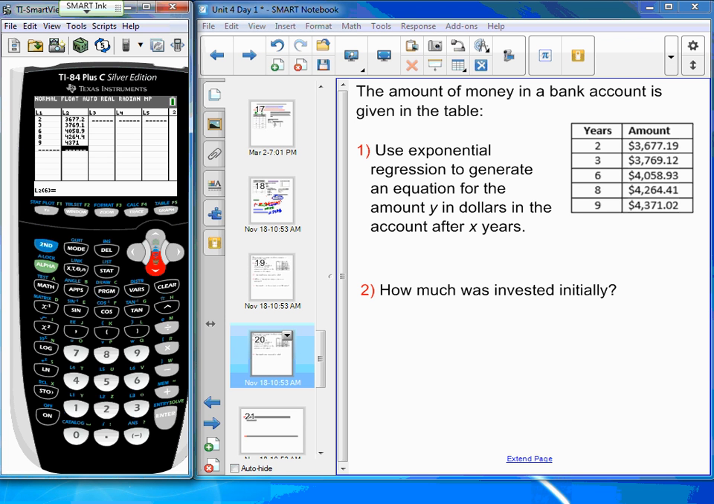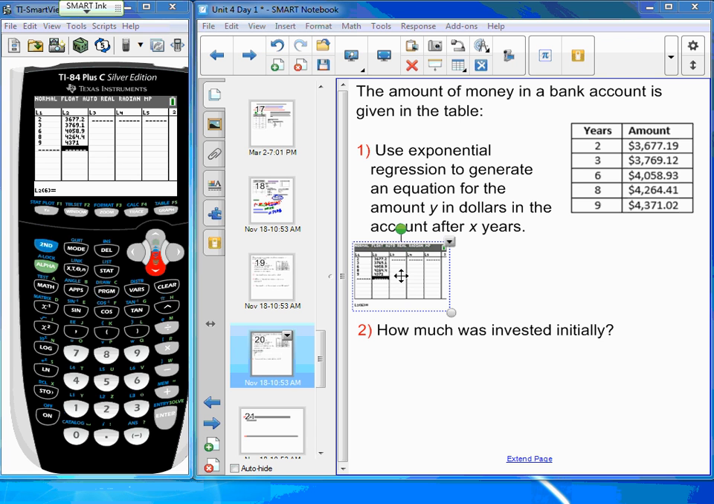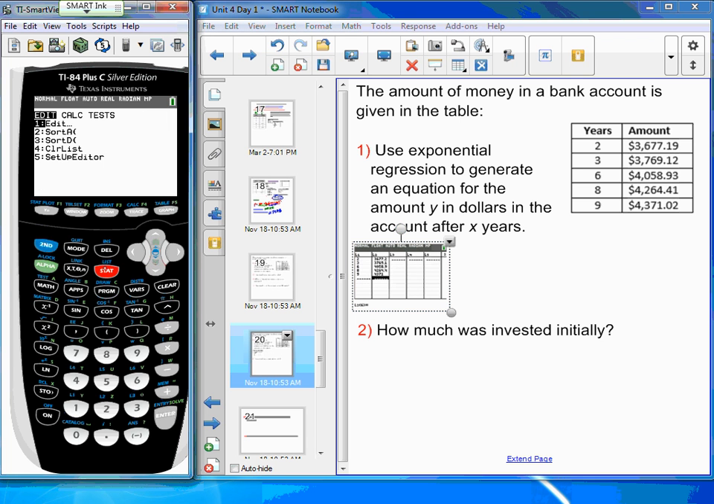Generate an equation for the amount y in dollars in the account after x years. So here we go. Where would you go to do that? Everybody do it. Stat, calc, ExpReg. That's the 0th option. I'm going to store it in Y-bars, Y-vars, function, Y1. I'm going to calculate, and I'm going to get a model. Now you don't have to store it. To just get your model, you can just press enter and not worry about the Y-vars business, but I like to store it.